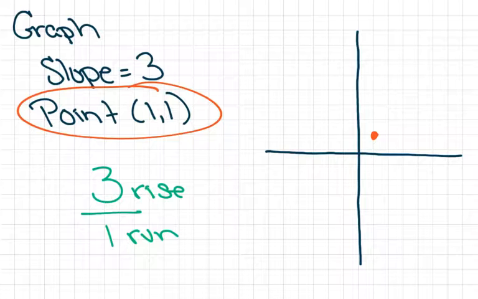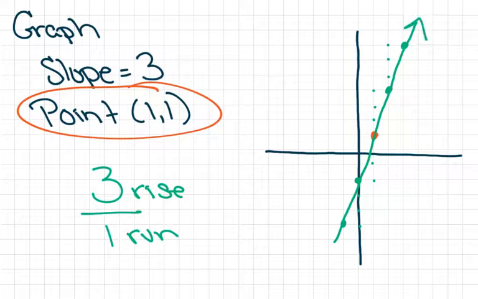So from the dot I previously plotted, from there I'm going to go up 3, 1, 2, 3, and over 1, put a new dot. Up 3, 1, 2, 3, and put a new dot, and over 1. Okay, you can build it backwards if you wanted to. You could go down 3, 1, 2, 3, and back 1. And you could have a bunch of dots on that graph for you. Okay, so again, plotting the point first and applying the slope.